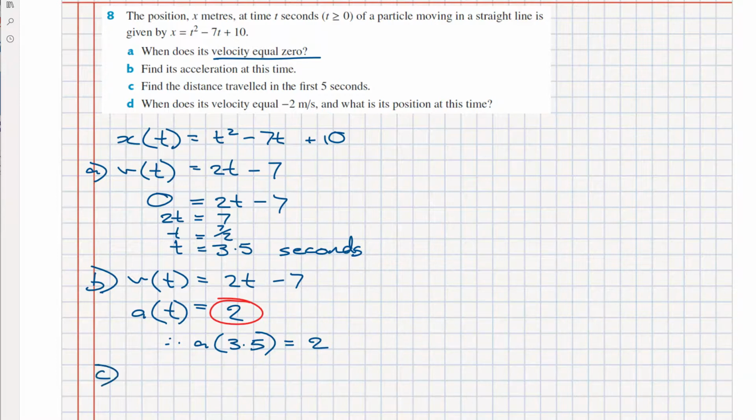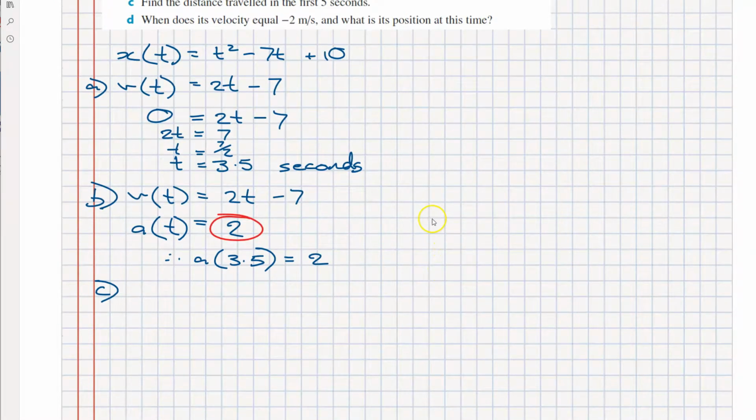Now for C, find the distance traveled in the first 5 seconds. Now this is where we can get ourselves into a little bit of bother. Notice that in part A, we discovered our velocity becomes stationary at t equals 3.5 seconds, and the function defining the displacement is a quadratic. So what that is suggestive of is that the particle is going to move in one direction, and then it's going to stop and start going in another direction. So we need to account for the particle doing something like that.